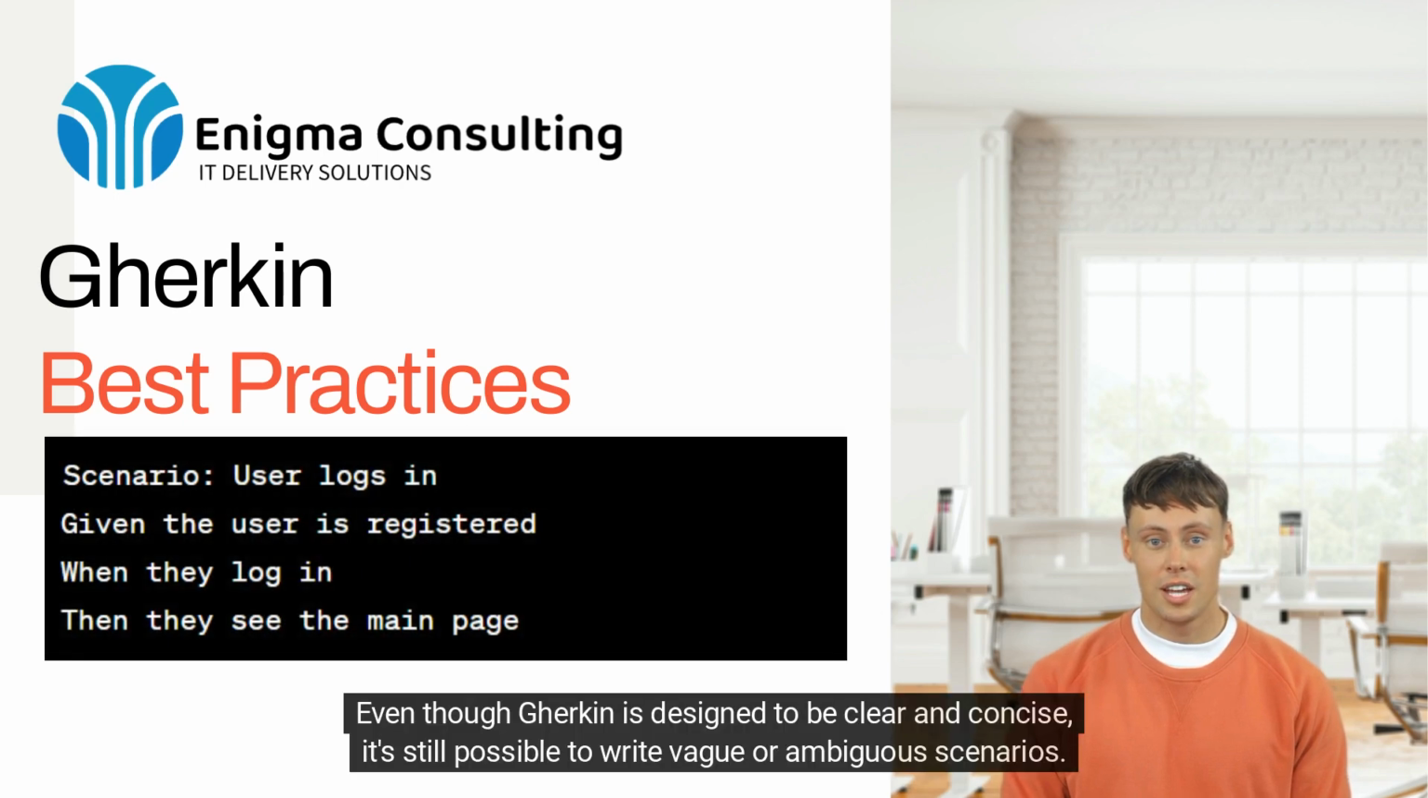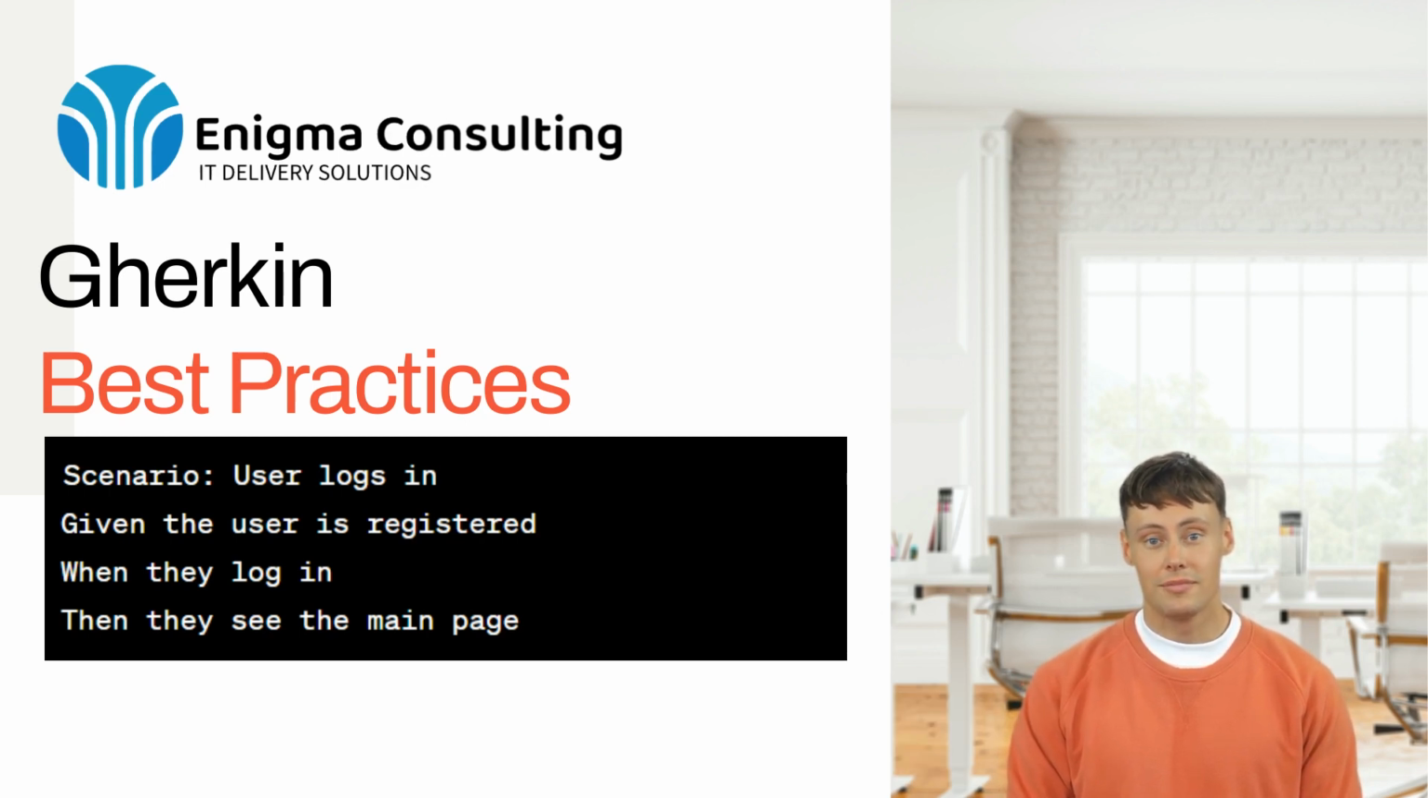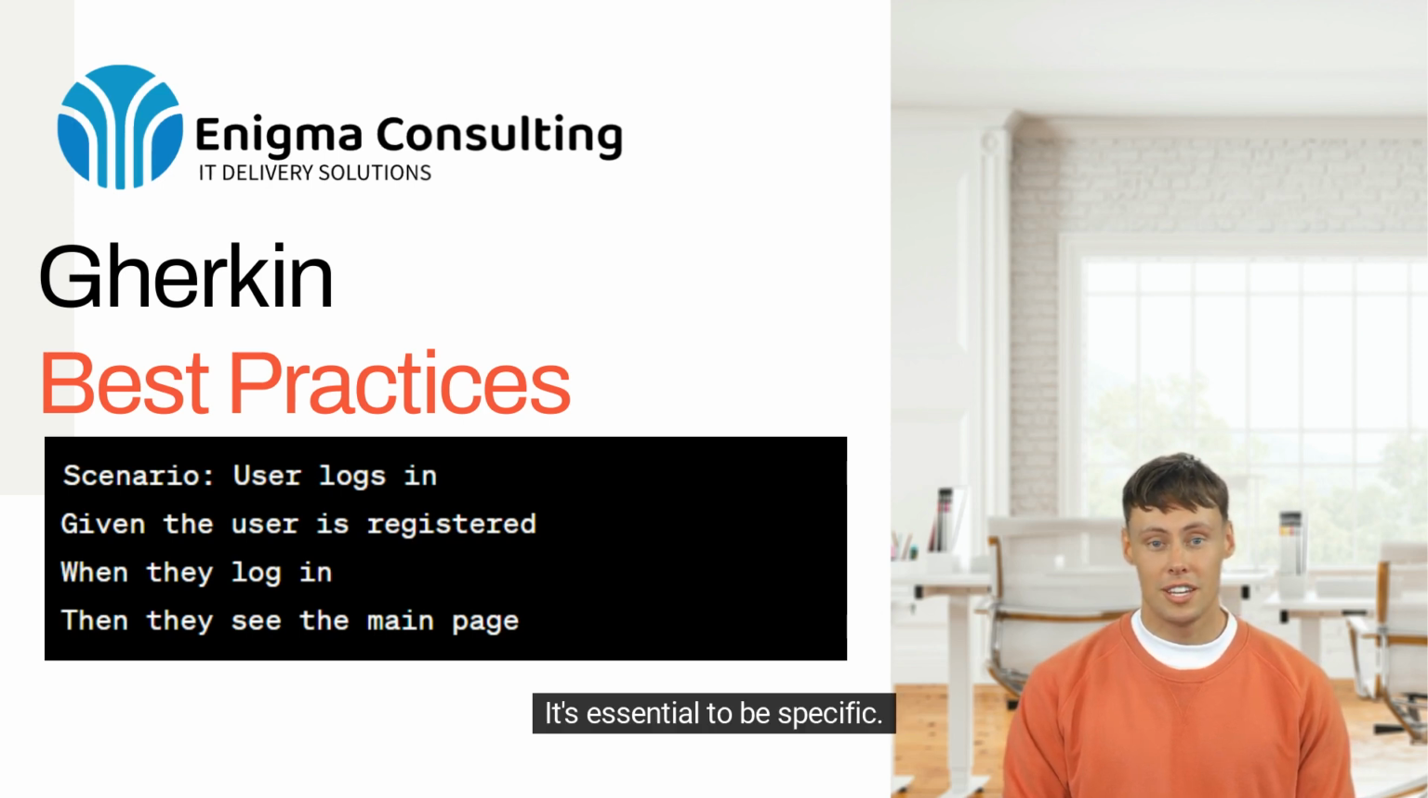Even though Gherkin is designed to be clear and concise, it's still possible to write vague or ambiguous scenarios. While this scenario seems straightforward, terms like "they" or "main page" can be ambiguous. Who is "they"? What defines that main page? It's essential to be specific.